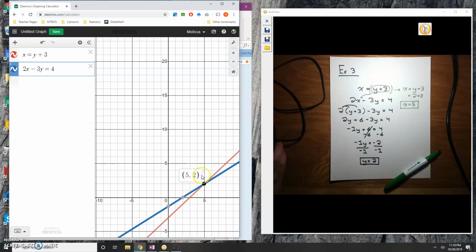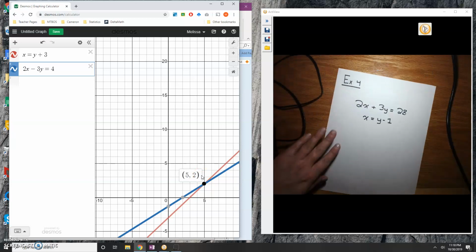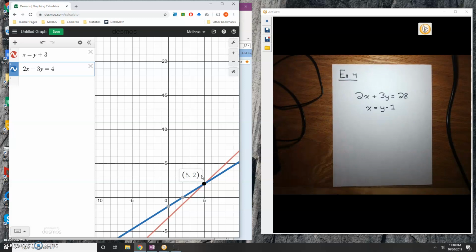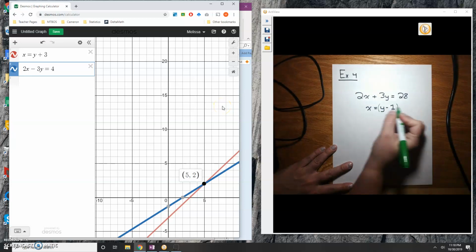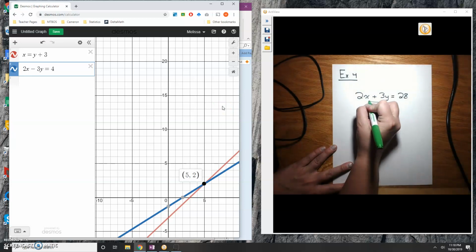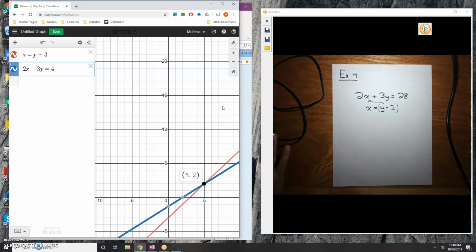That is our intersection. All right, so Mr. Parsons is going to go ahead and pause the video here in just a moment. But here's your next problem. Example 4. Now, we have something that is ready to go and ready to substitute. This is going in for x. All right, so Mr. Parsons, go ahead and pause the video. And students, you should be working on example number 4.